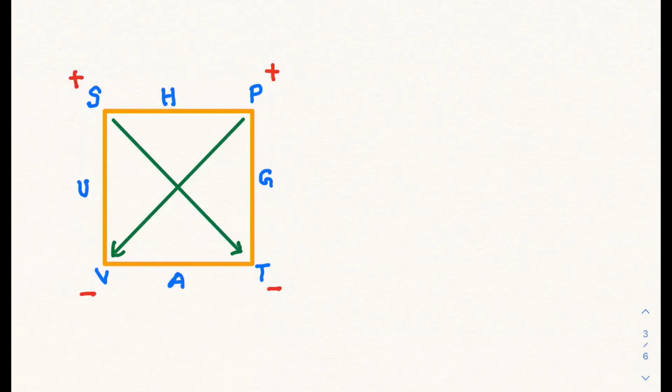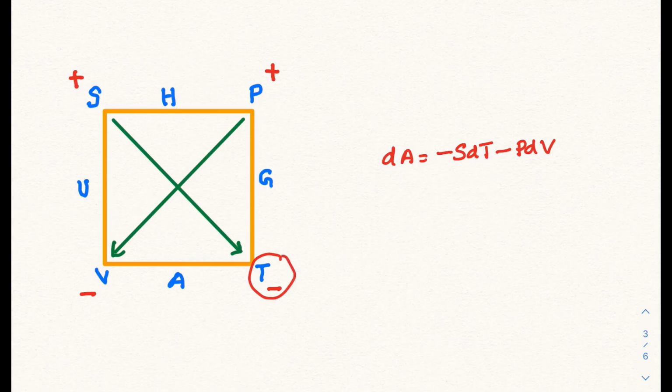We can go on deriving an expression for dA, which is dA equals minus S dT minus P dV. As expected, both terms have minus sign as T and V are lying on arrow pointers.